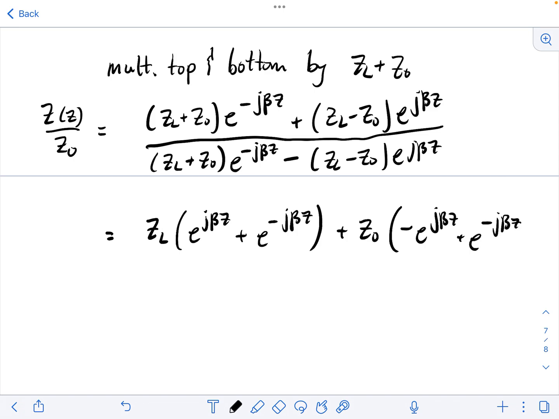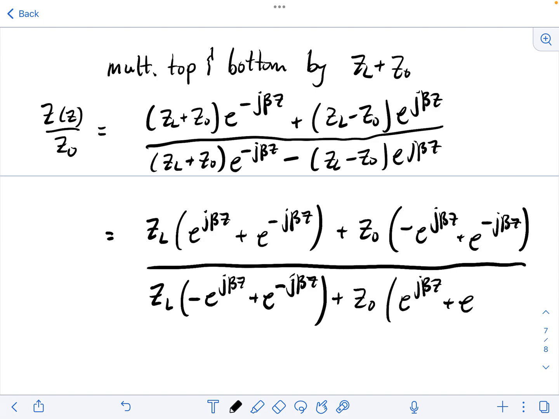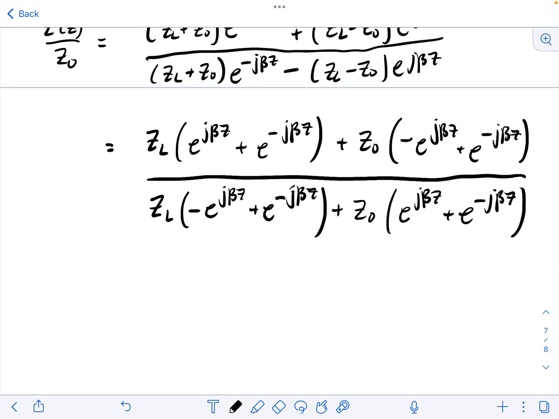Okay, and then in the denominator, we'll put a ZL here, and we have a minus e to the plus j beta z and a plus e to the minus j beta z. And then we have a plus Z0, and we have plus e to the j beta z plus e to the minus j beta z. Okay, so it looks messy at the moment, until we can clean this up a little bit.